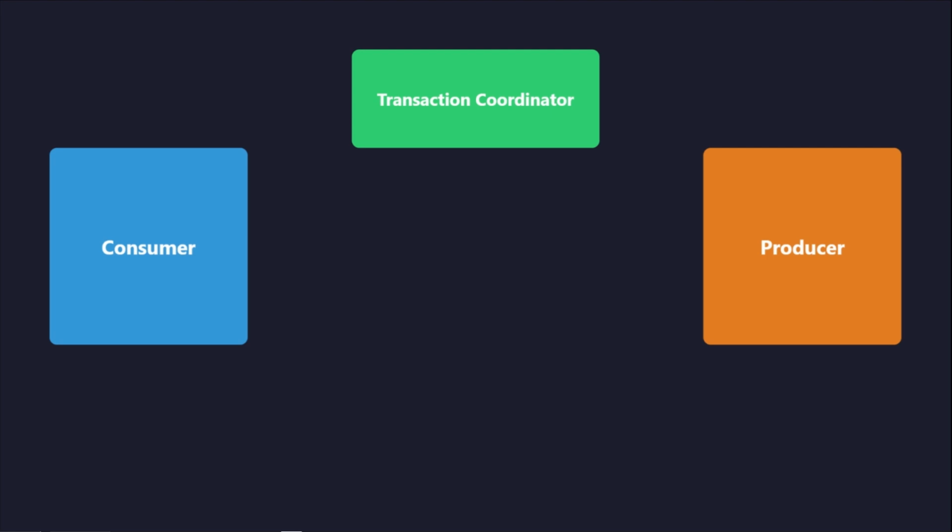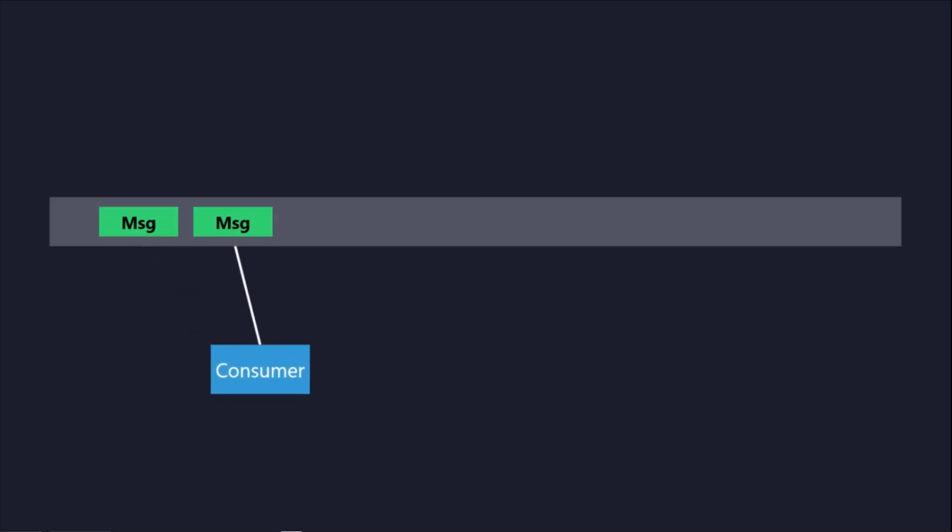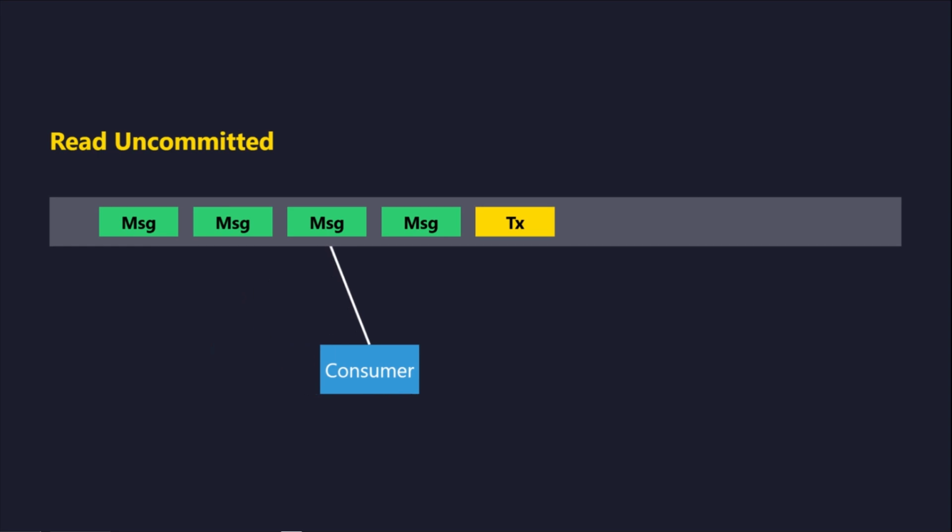To link the consumer offsets to the transaction, use the send offsets to transaction method. This ensures that the offsets are only committed if the output records are successfully stored, preventing data loss or duplicate processing upon recovery. On the consumer side, the isolation level configuration determines visibility.